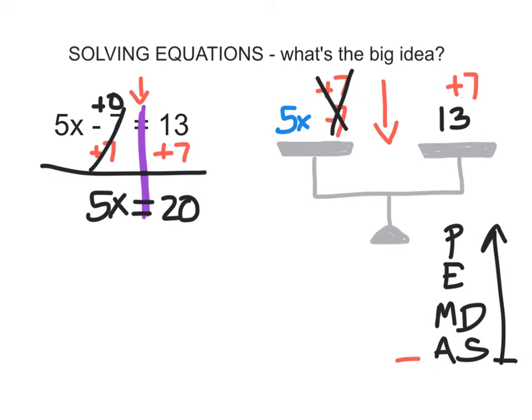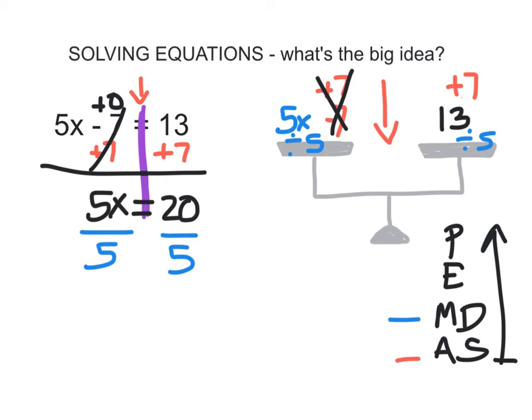Now, the next thing we need to do is multiply or divide to undo what's being done to x. Since x is being multiplied by 5, we need to do the opposite operation, which is division. I'm going to divide this side of the equation by 5, and again, if I divide this side by 5 on the scale, I need to do the same thing to the other side or it won't be balanced. So I need to also divide by 5 on this side.